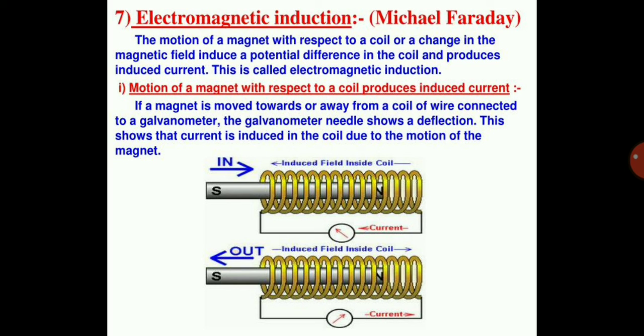Okay, so till here we have learned about what is electromagnetism, what is an electromagnet, how you can prepare an electromagnet at home, and also about the solenoid and the current passing through the solenoid. In the next video we are going to learn about electromagnetic induction, which was discovered by Michael Faraday. Okay, thank you children.